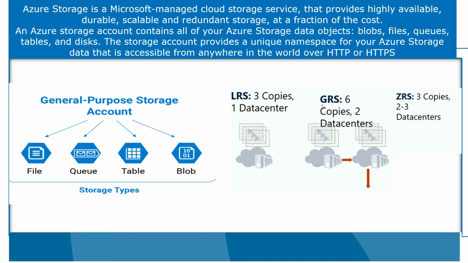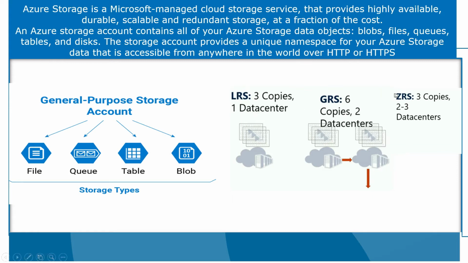GRS is geo redundant storage. It makes six copies in two data centers. It could be two data centers in different regions. So one data center in South India, and maybe the other in North India.